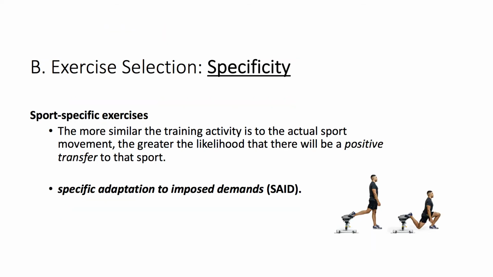You want to ensure that the exercises you choose are specific to the adaptations you want. So for example, in a sport, you want very sport-specific exercises. And this comes back to your needs and demand analysis, where you look at the specific movement patterns of the sport, and then you pick exercises, core and assistant exercises, that will help translate into performance improvements or reduce the risk of injury and build system capacity and tolerance. So the more similar the training activity is to the actual sport movement or the occupational movement, the greater the likelihood that there will be a positive transfer to that sport.